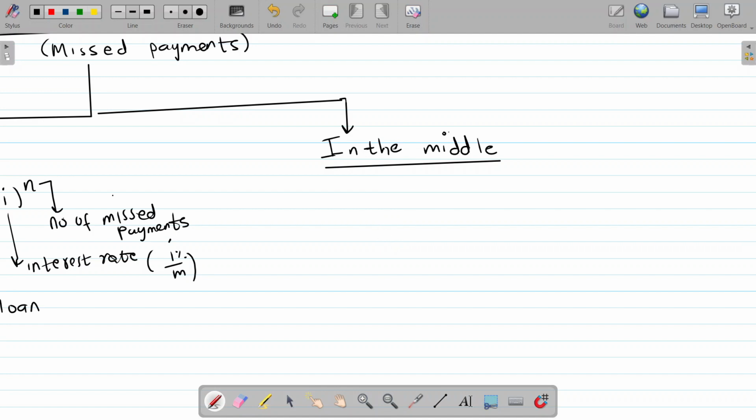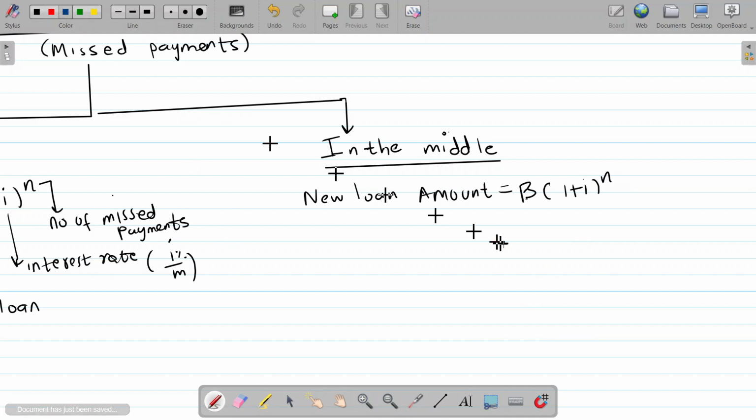But then when you want the new loan amount when you missed payments in the middle, you're going to say the balance on the loan. Remember, you were making payments, and then in the middle something happened, and you can no longer make payments. You were decreasing the loan, basically. So you're going to want the balance on the loan after making those payments that you have made, and then run it through the compound interest, right?